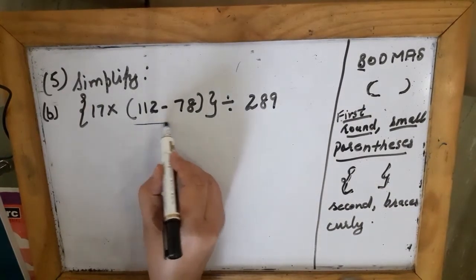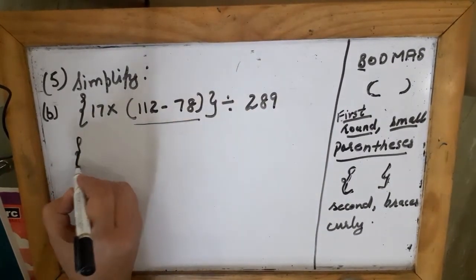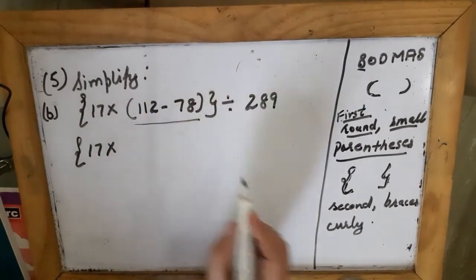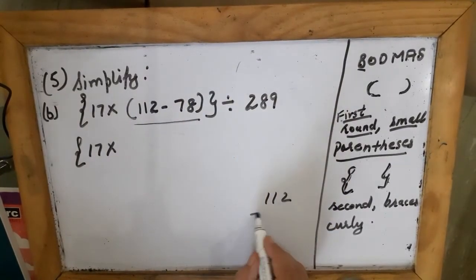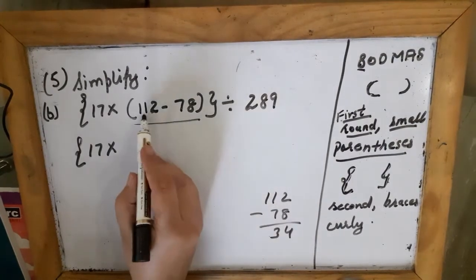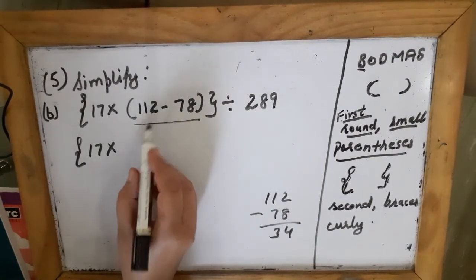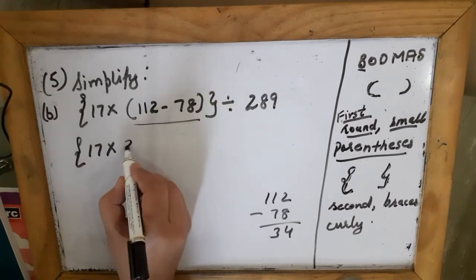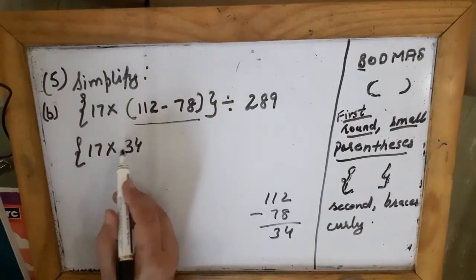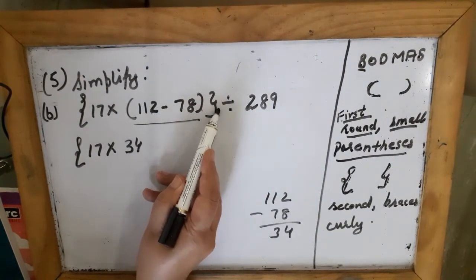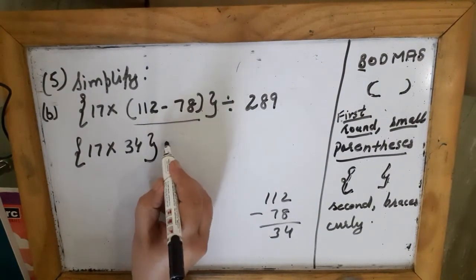So first of all, this is the small bracket, so I will solve it. The rest of the things will remain the same. Now 112, you have to subtract 78 from that. So what you will get? 34. So you get 112 minus 78, you get 34. So now you have solved this, you have got the answer 34. So my bracket gets removed, the small bracket gets removed. So small bracket removed, but after that you have a curly bracket.